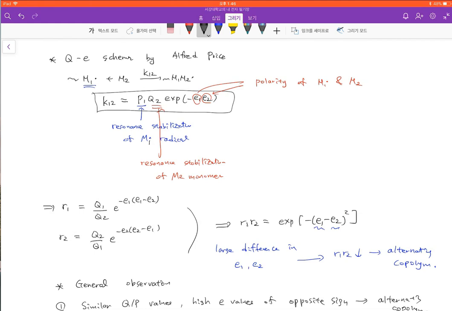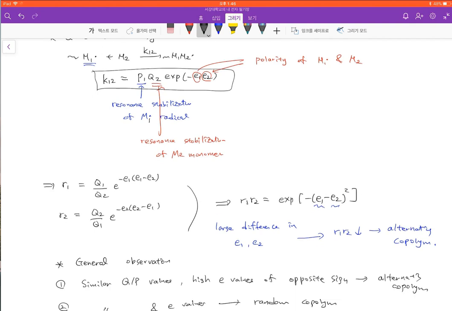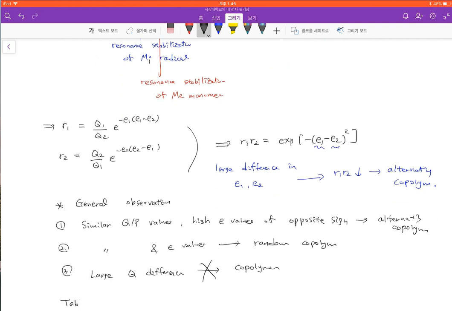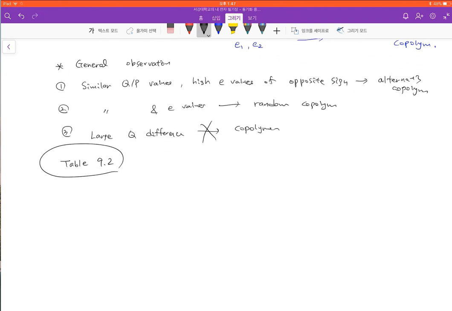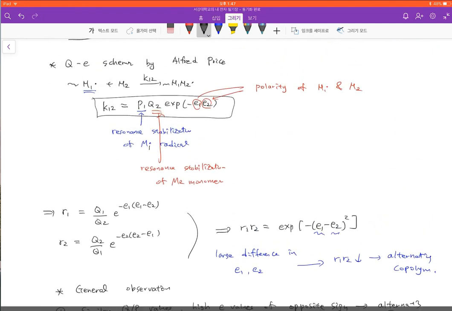Okay, so anyhow, if you have information about small r1 and r2, the P, Q and small e values are already given in tables. In any textbook you can find it. For example, in our textbook, table 9.2 gives us that information. By simply putting those numbers inside here, we can easily predict the reactivity ratio and what kind of copolymers we would get.